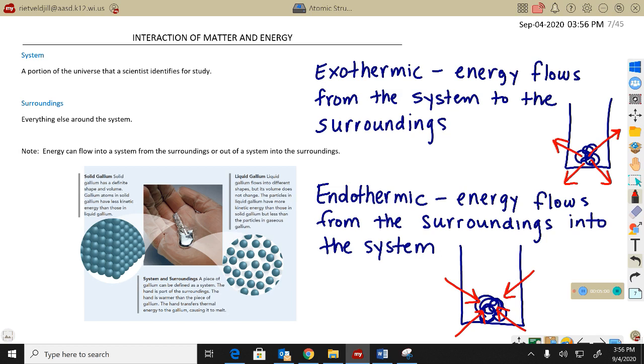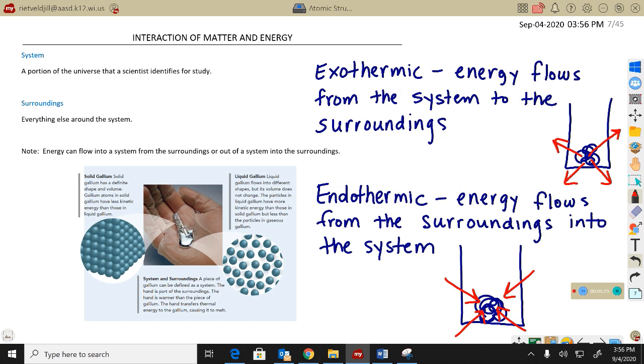Liquid gallium flows into different shapes. The volume would stay the same, and whether it's solid or liquid, you've got the same amount of gallium atoms. We're just changing their shape so they can take on the shape of different containers, especially now that the particles have a little more room between them that they can move and flow. A little bit more kinetic energy.